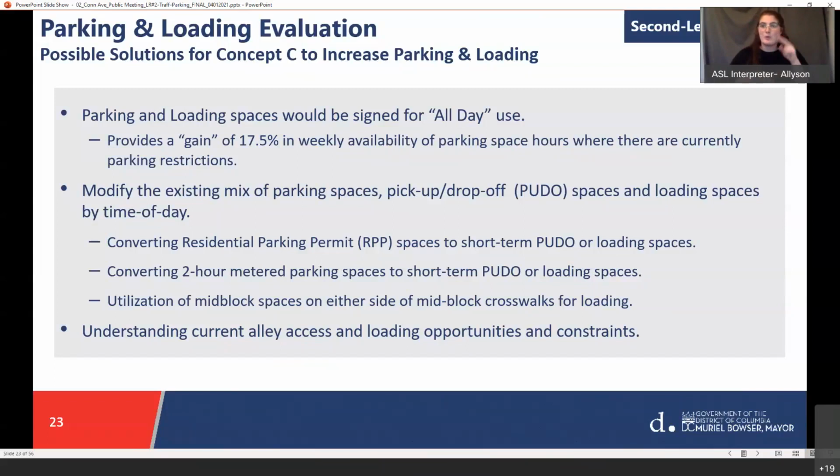We also are reviewing some of the current alley access for loading and unloading for the businesses, and we would look at opportunities to maybe make better utilization of that if it's not currently being properly utilized. Thank you. Next slide, please.